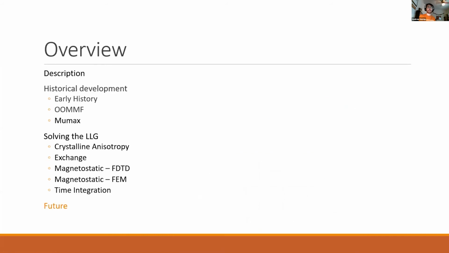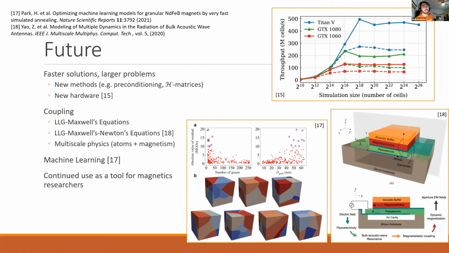And now I'll talk a little bit about the future of computational micromagnetic solvers. Of course, the obvious thing that we want to do is solve bigger problems and take less time to solve them. And this has two ways of going forward. People are coming up with better methods using preconditioned methods and hierarchical matrix methods to build upon the finite differences and finite elements methods. But people also want to take advantage of new hardware.